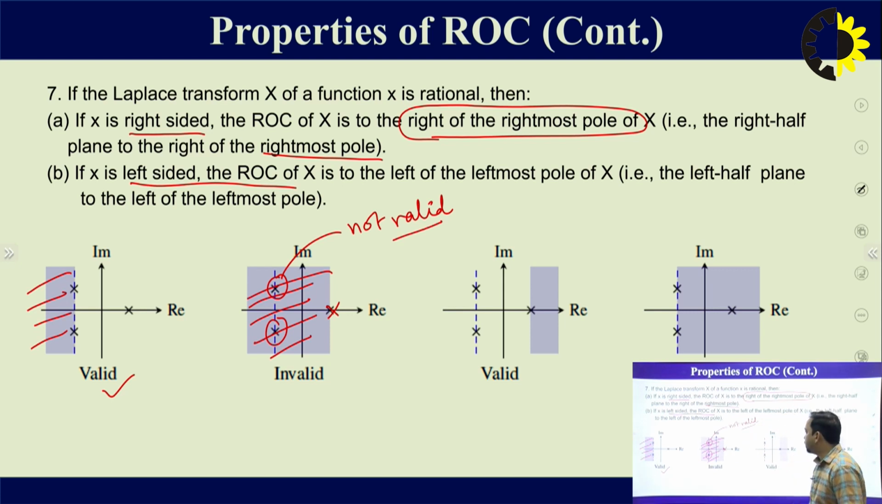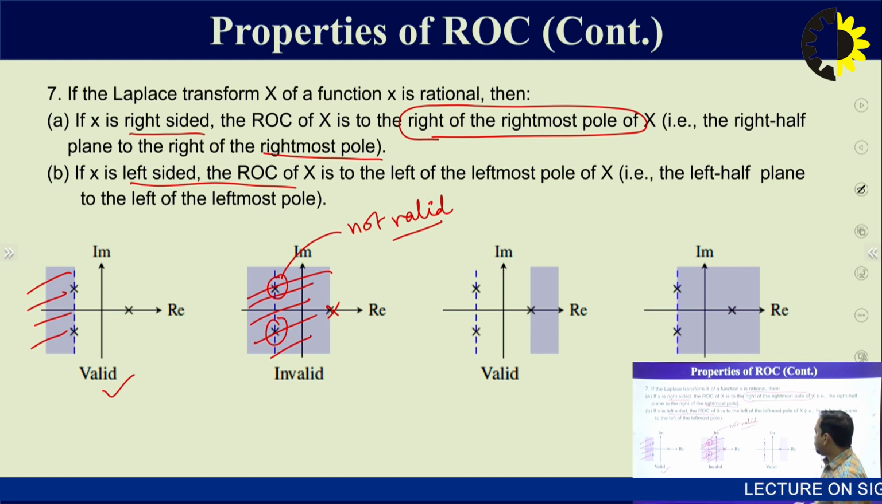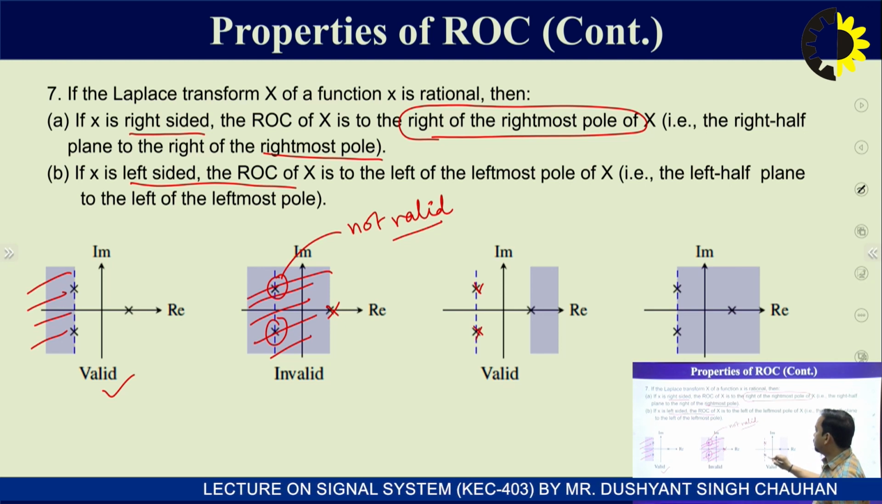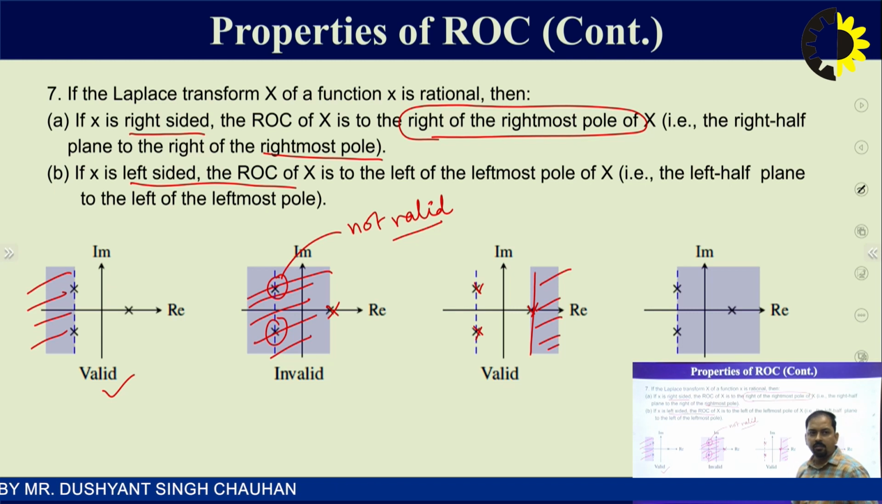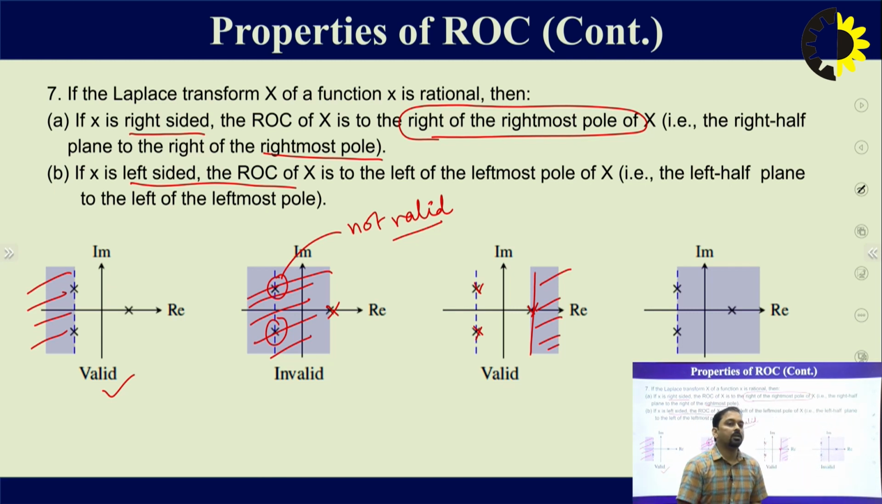Similarly, this third case, let's say these are the locations of poles and we have marked the ROC to the right. Definitely we can say that this is a valid ROC because it signifies that the signal is a right sided signal and the ROC is in the right half plane, and the ROC is to the right of the rightmost pole. So this type of ROC is valid.